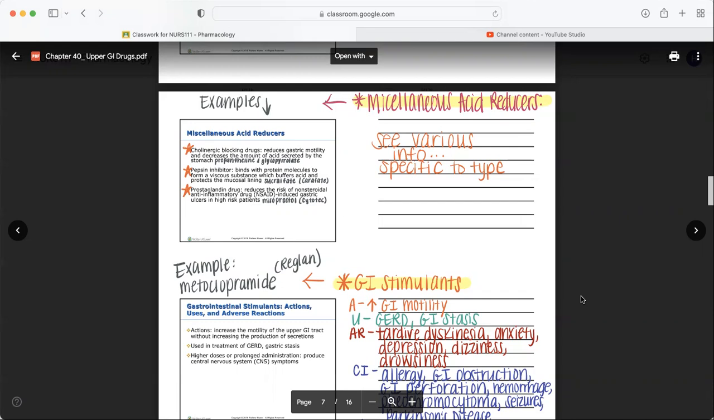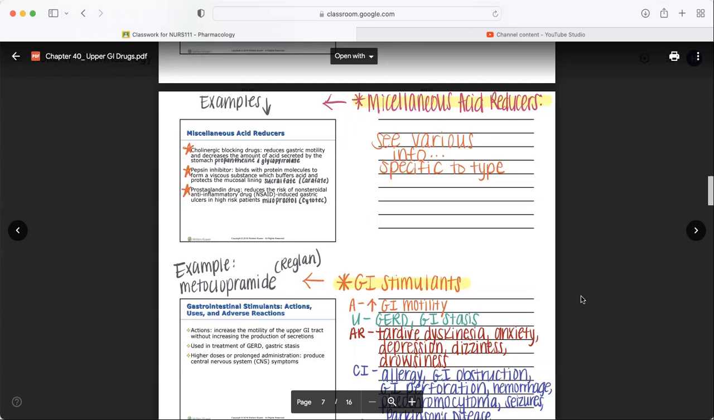Pepsin inhibitor, like sucralfate or Carafate, binds with the protein molecules and forms that really viscous substance that buffers the acid and protects the mucosal lining. This is the only one that's going to coat the stomach, right? It's going to coat the stomach, sucralfate. We also use sucralfate for other things, which we'll talk about in just a hot minute.